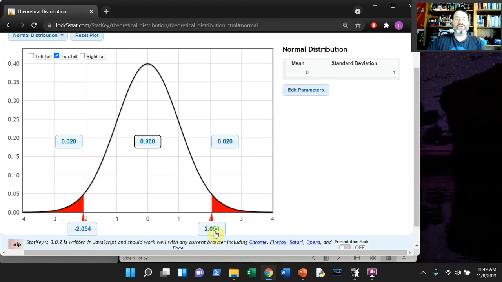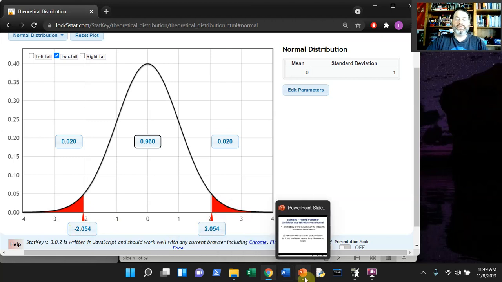So you can see that we have two numbers at the bottom. One of them's positive, one of them's negative. It really doesn't matter which one you pick. Just when you write it down, it's positive. If you pick the one on the left, the critical value can be negative, but there's no reason to make it negative. So if you look over here on the left, and it says negative 2.054, then just write down 2.054. The graphing calculator will give you one or the other. StatKey gives you both, so it doesn't matter which one you pick.